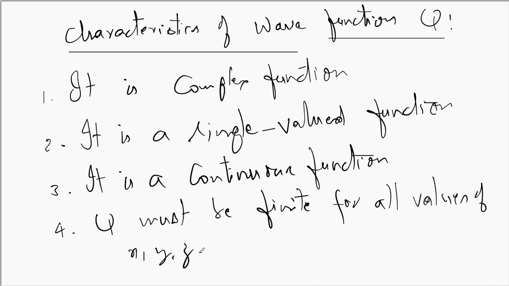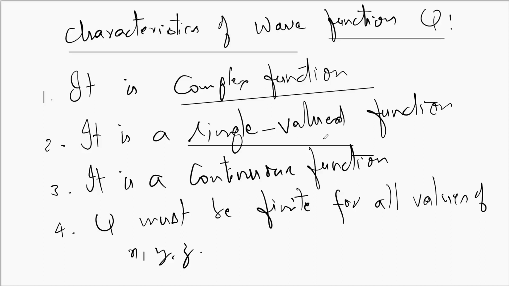The wave function psi has certain characteristics. The first characteristic is it is a complex function. It is a single valued function. What is a single valued function? A single valued function will have one and only one value for a given set of arguments. For a given set of x, y, z, t, the wave function psi will have a single value. That is one of the requirements of the wave function psi.